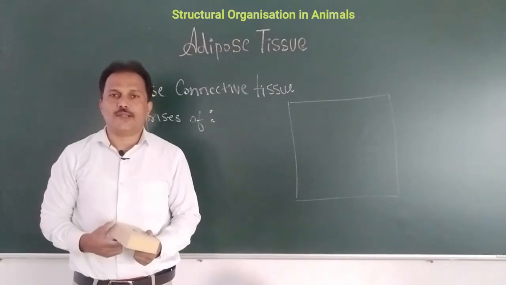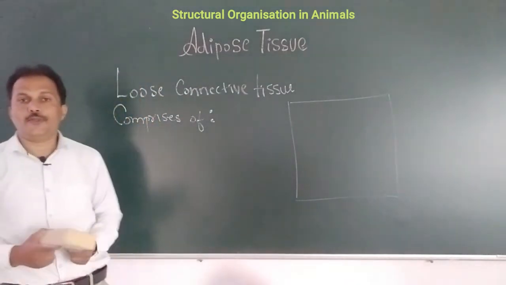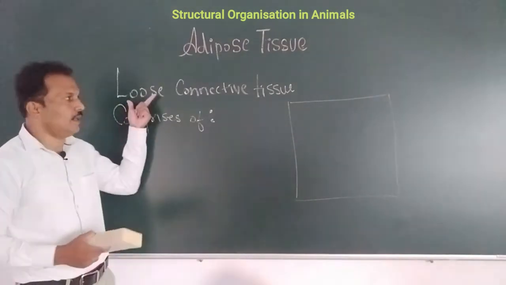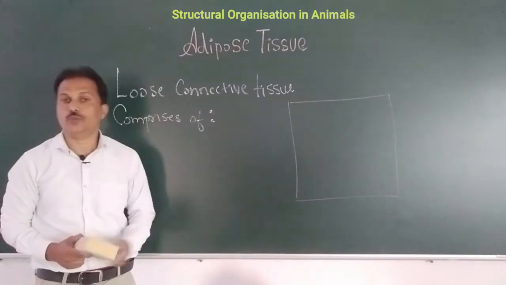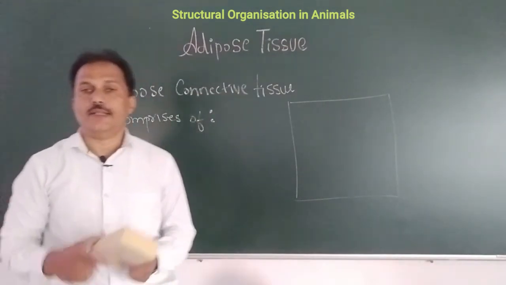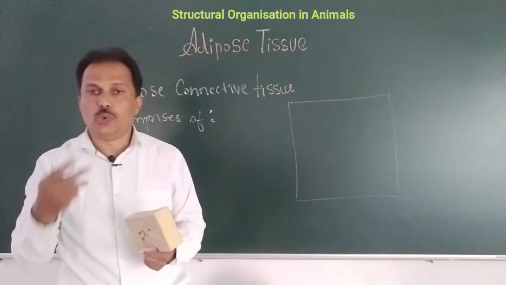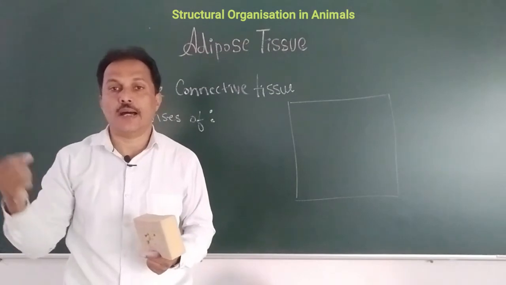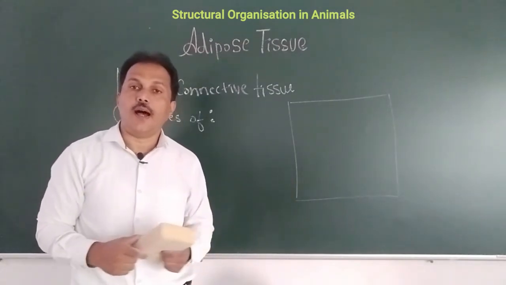We are going to discuss adipose tissue. What is adipose tissue? It is nothing but an example of loose connective tissue. What is loose connective tissue? The connective tissue in which the cells, fibers and matrix are loosely arranged. Two examples: one is areolar tissue, which we have already discussed, and the other is adipose tissue.